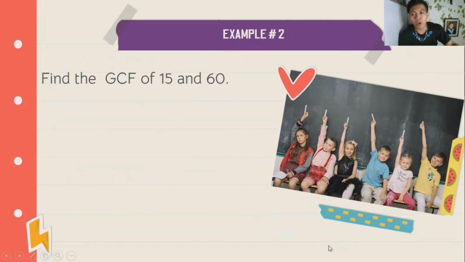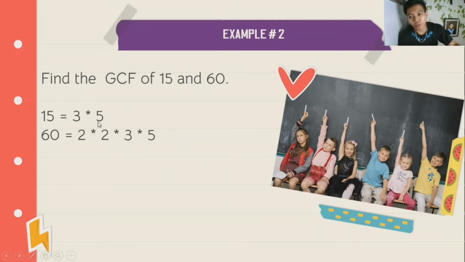Example number 2. Find the GCF of 15 and 60, no? Unahin muna natin si 15. 15 is 3 times 5. Yun na yun. Okay? How about 60? 60 is 2 times 2 times 3 times 5. Tama? Check natin. 2 times 2, 4. Times 3, 12. Times 5, 60. So, yan yung mga prime factors natin.